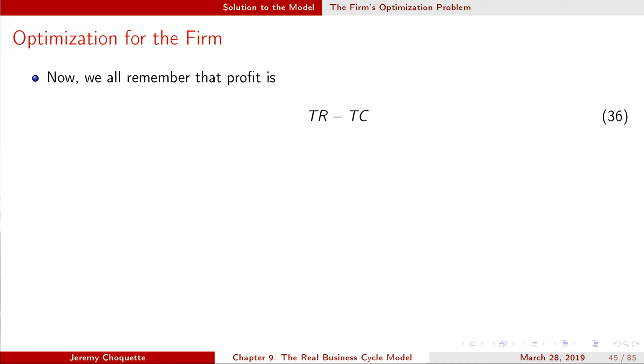So remember, profit is total revenue minus total costs, right? So everything they bring in, all the money they bring in minus all the money they have to spend in order to produce. Well, total revenue is price times output, right? If output is just the number of units in production, then if we want to know what total revenue is, it's the number of units that we make times the price of each unit.